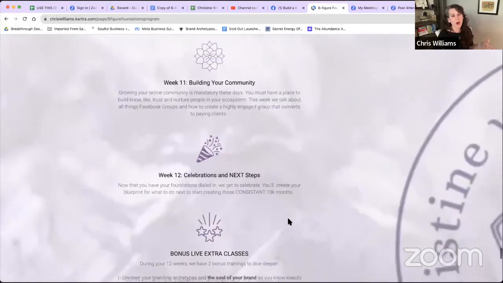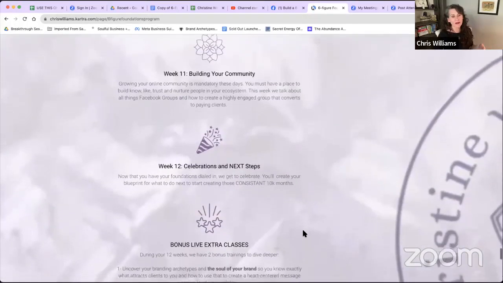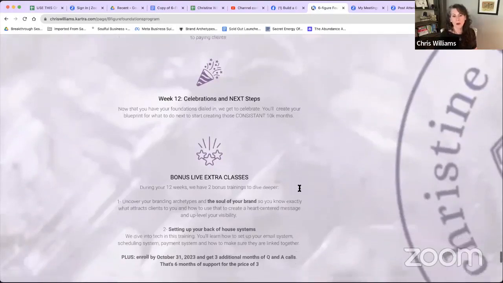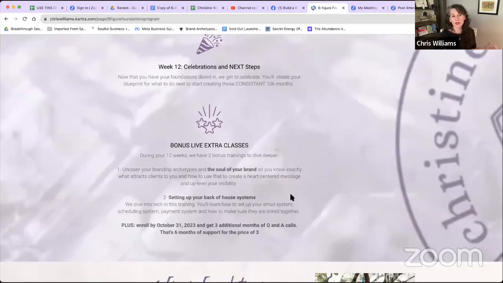And then in week 12, we're going to talk about celebrations and next steps so that you can decide the level of support that you want or what you're going to do with all of this information, and make sure that you have a repeatable system and process so that you can create the goals and hit the goals that you want. And then we have a couple bonus classes.